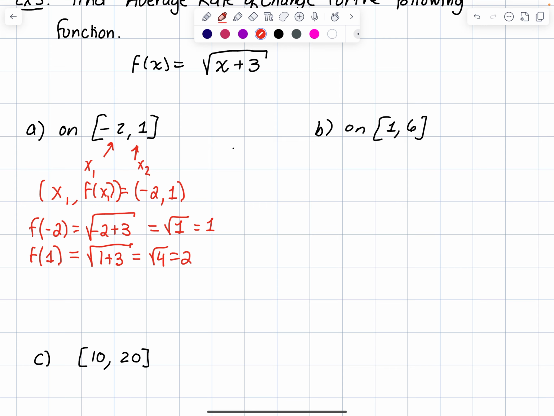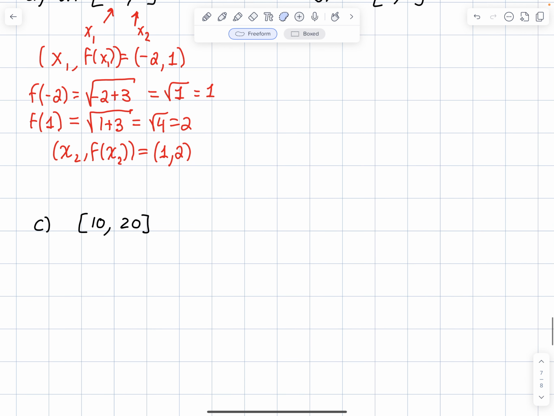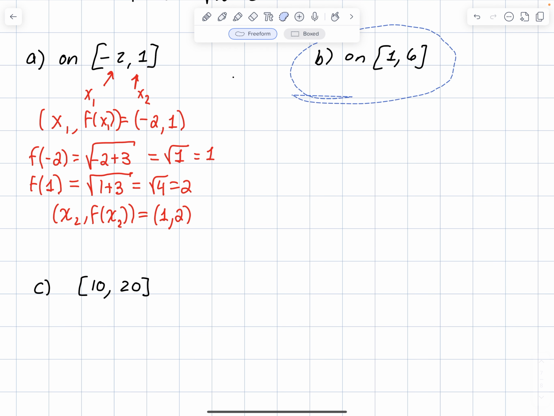So x2, comma f of x2, is going to be 1, comma 2. So these are the 2 points that we're going to want to use for our formula. Let me just move this one here. We'll move this one down.